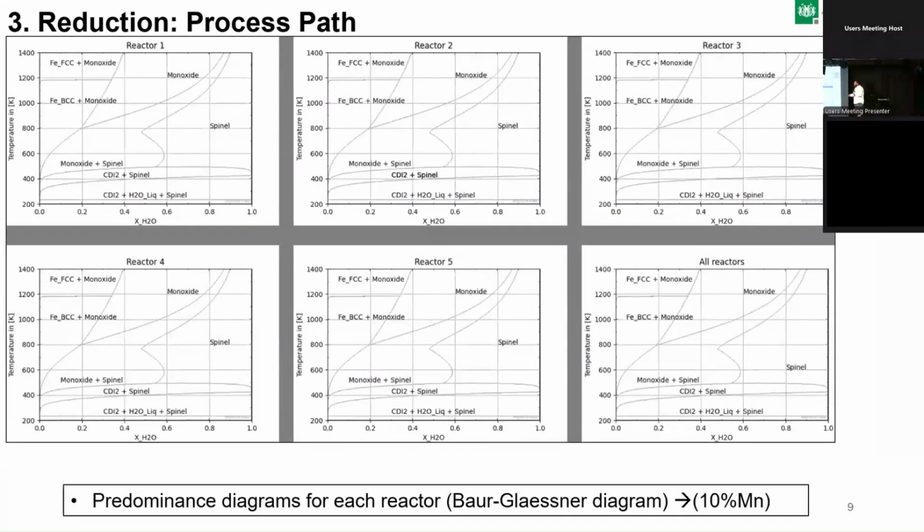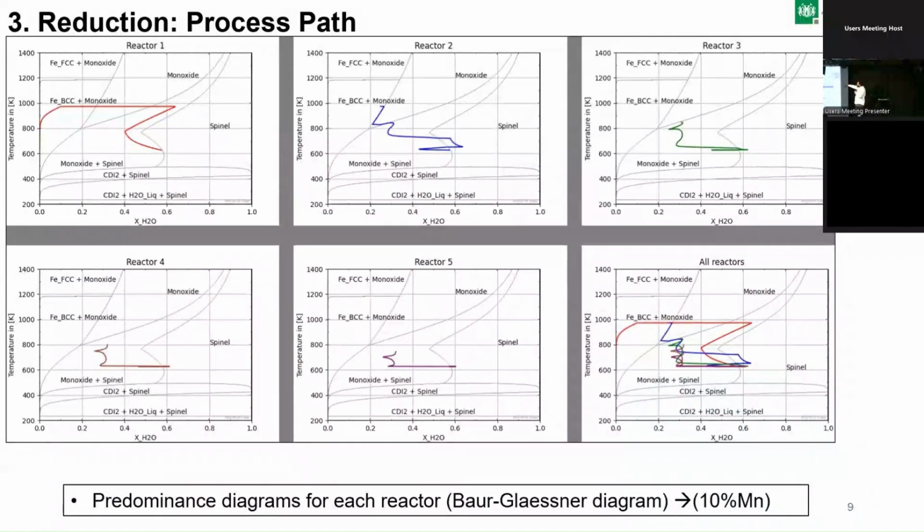Another graphical user interface, which I find really important, is the Baur-Glaessner diagram. A Baur-Glaessner diagram is actually a phase diagram, but on the x-axis is the molar fraction, here in our case the molar fraction of H2O, and on the y-axis is the temperature. And here is the Baur-Glaessner diagram for each reactor.